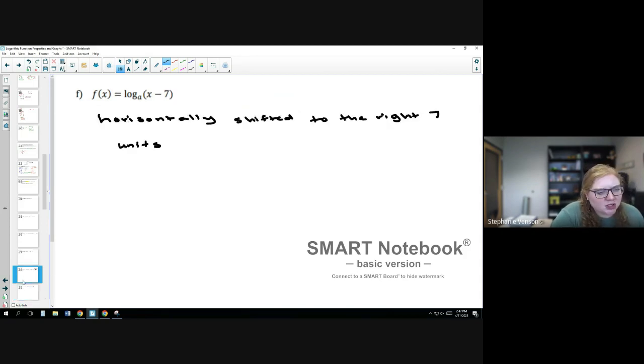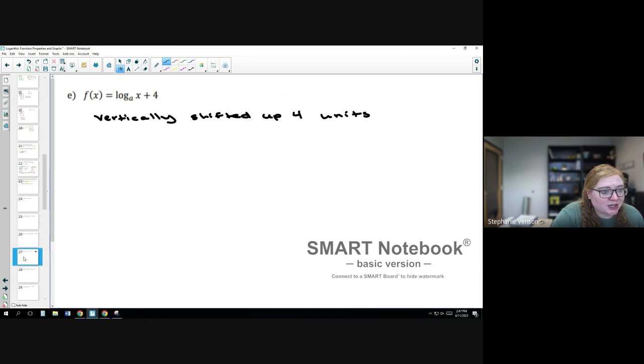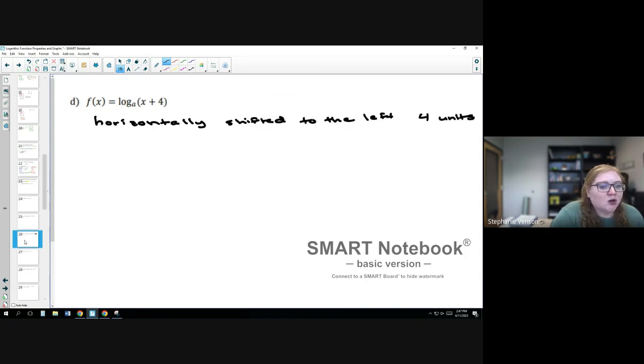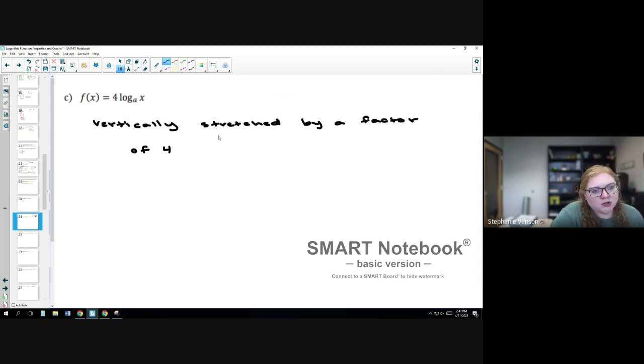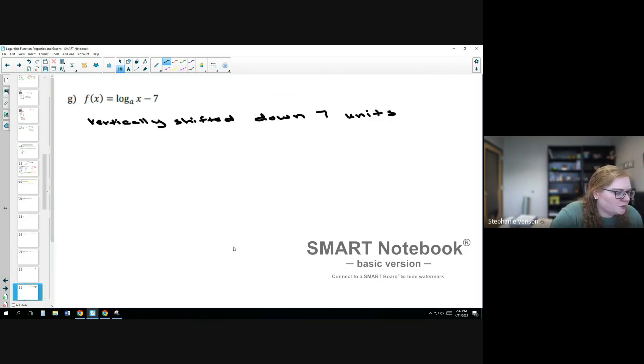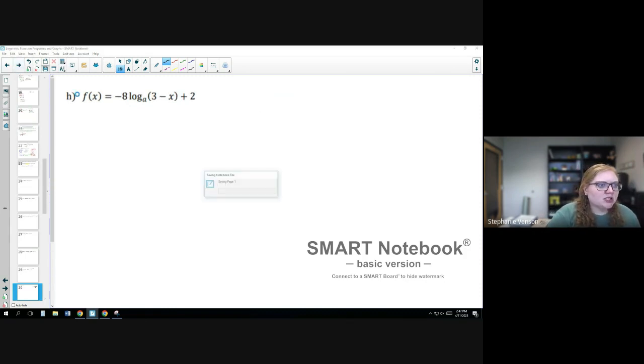Okay, so this one was vertically shifted down 7. This one was horizontally shifted to the right 7. This one was vertically shifted up 4, horizontally shifted to the left 4, and then this was a vertical stretch of 4. Okay, so now you have a good idea of all the different types of transformations that you can see on a logarithmic function. And so we're going to take a look at part H, which is going to put all of this together.